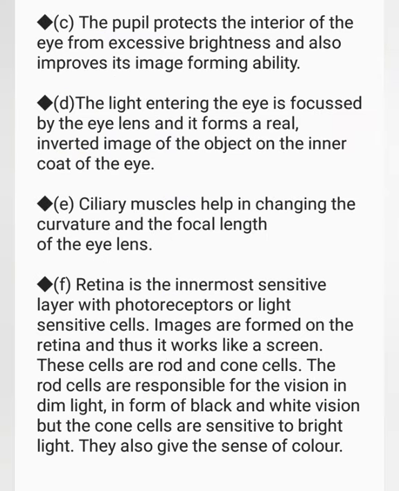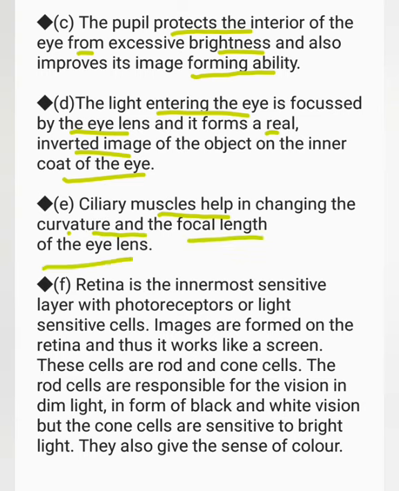Next, the function of pupil. The pupil protects the interior of the eye from excessive brightness and also improves its image forming ability. Now next, the function of eye lens. The light entering the eye is focused by the eye lens and it forms a real inverted image of the object on the inner coat of the eye. Now the function of ciliary muscles. Ciliary muscles help in changing the curvature and the focal length of the eye lens.